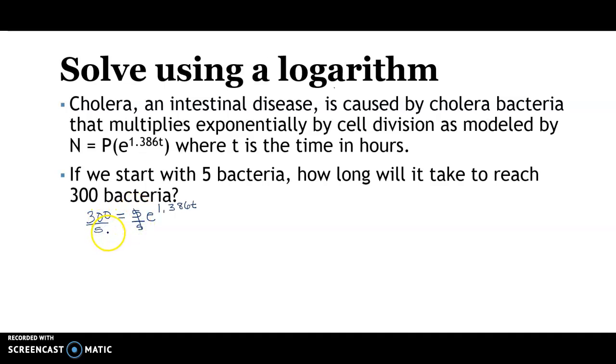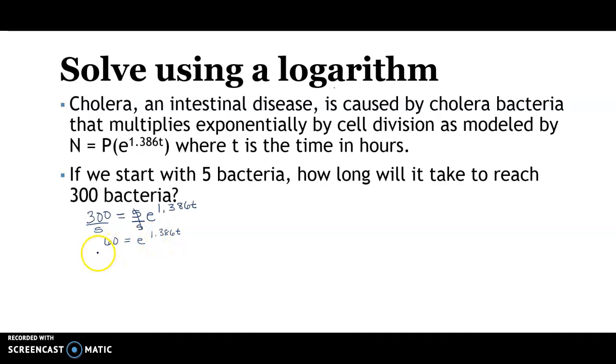So when I do this math, I have 60 is equal to e to the 1.386t. In this problem, I see the base of e, which means that I should be using the natural log, which is abbreviated ln. Because I have just the base and exponent here, there is no other math I can do until I use a logarithm.